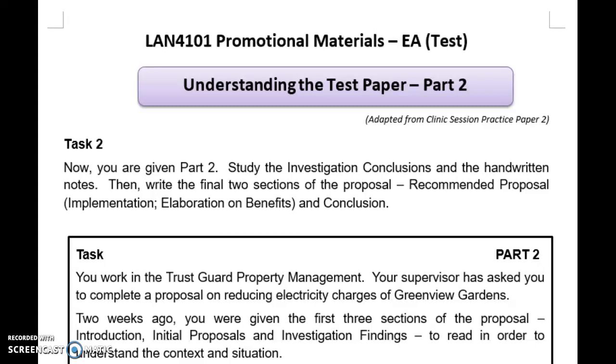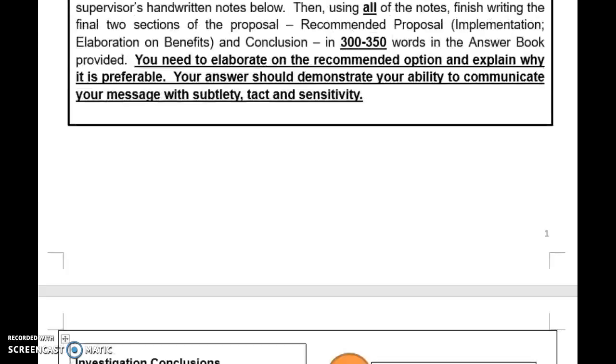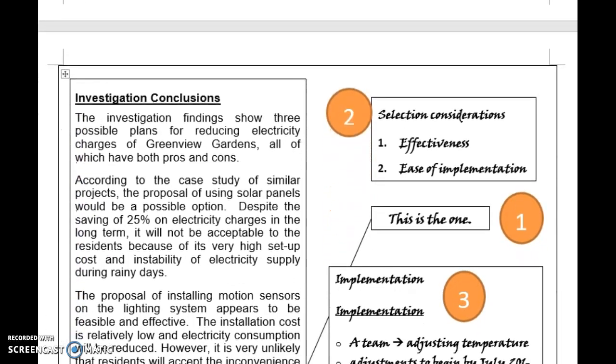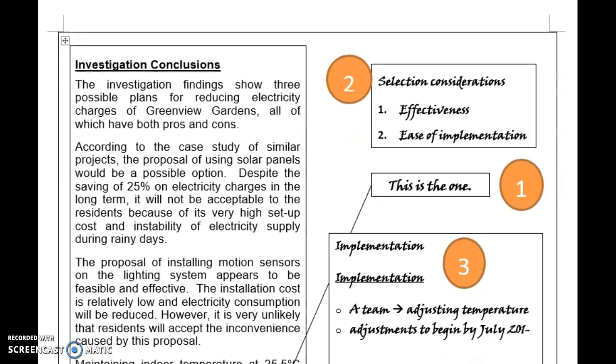In this video, you're going to learn how to understand the test paper part 2. Part 2 will be given to you on the test day. You will not be able to refer to part 1 on your test day. So in part 2, the first section is called Investigation Conclusions.